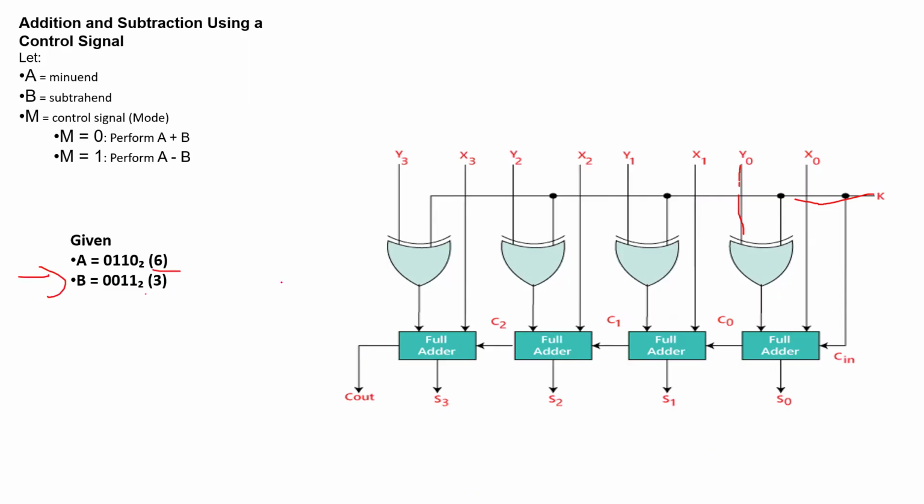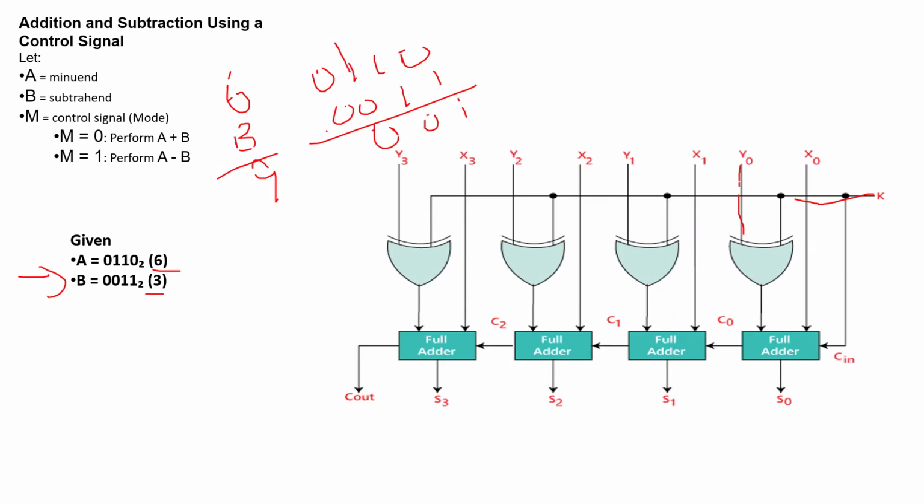The same thing, for example, we have done this example also. 6 plus 3: M equal to 0 means it will work out 6 plus 3, which is 9. For example, 0, 1, 1, 0 and 0, 0, 1, 1. Adding these, we get 1, 0, 0, 1. What is the value? This is 9. So we got 9. That is correct. Now 6 minus 3, what do we have to get? We have to get 3.